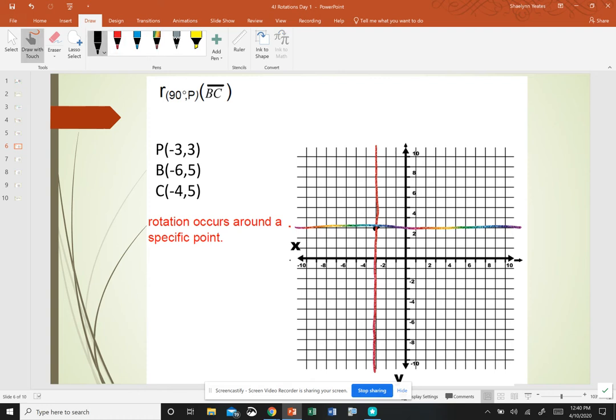Okay, so my original shape is going to be the line BC. And I know I'm rotating about point P because P is right here. This is point P. And I'm rotating this shape BC because that's what's in there. So B is at -6, +5, which is right here. This is B. And then C is at -4, +5. Here's C. There's BC. This is my line right here.